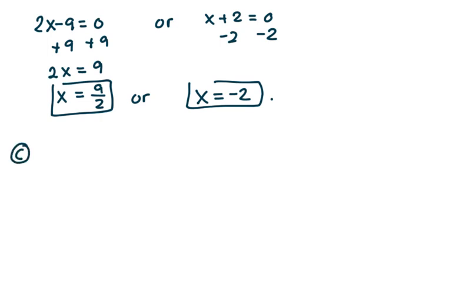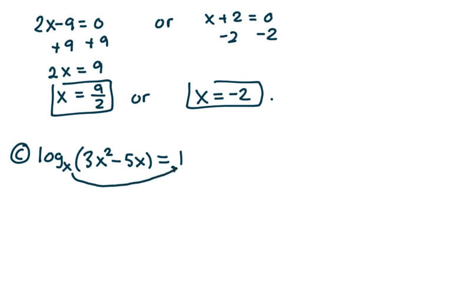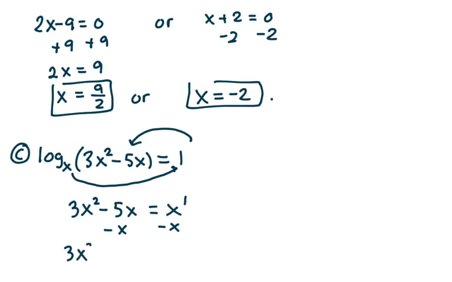Let's take a look at C. Suppose I have log base x of 3x squared minus 5x equals 1. So I'm going to take x to the first is equal to 3x squared minus 5x. So 3x squared minus 5x is x to the first. So when you have a logarithmic equation, turn it into an exponential equation. So subtract x, and we get 3x squared minus 6x is 0.